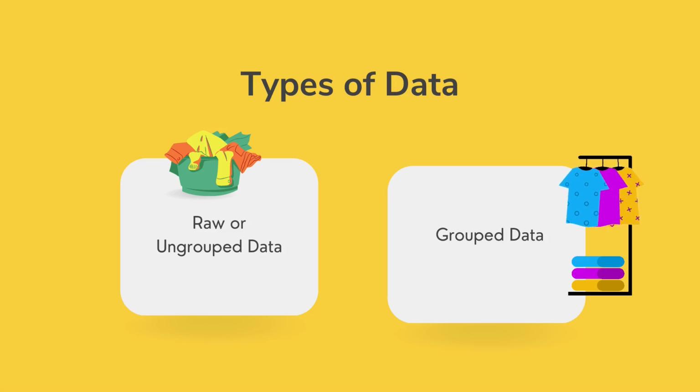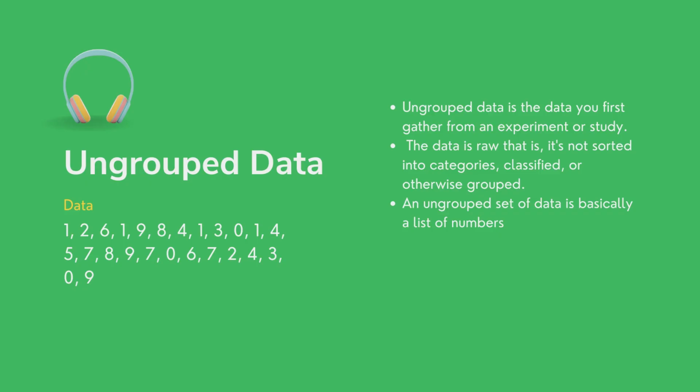There are two more types of data, raw or ungrouped data and grouped data. As we can see, raw or ungrouped data is like unorganized clothes. Grouped data is like organized clothes. Ungrouped data. It is the data you first gather from an experiment or study. The data is raw, that is, it is not sorted or organized into categories or classified into groups.